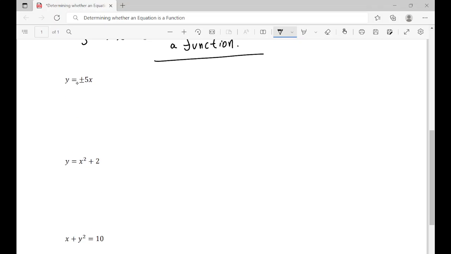Next, I have y equals plus or minus 5x. Now I do have y by itself, but it's equal to two separate things, a positive 5x and a negative 5x. Since I have two different and distinct expressions over here, I can say that this equation is not a function.